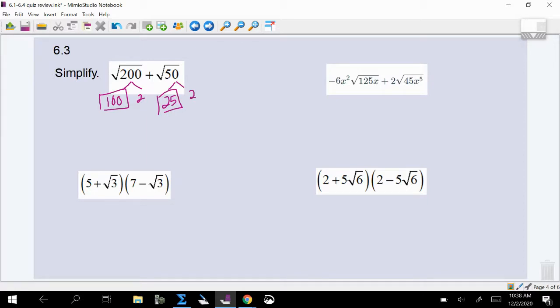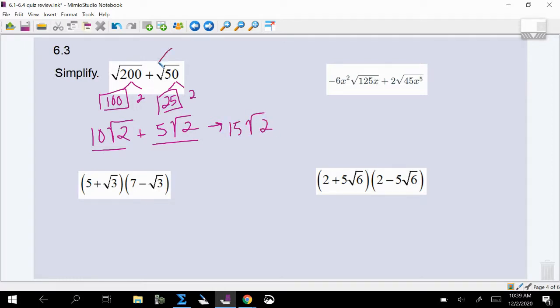When you take the square root of the perfect one, so you get a 10, you're going to leave the square root of 2 there. And then the same thing with the next one. The square root of 25 is 5, and you're going to leave the square root of 2 there. Now we can add them up. We call them like radicals that we can add. So we're going to add the coefficients. We have 10 root 2 plus 5 more root 2 is 15 root 2.